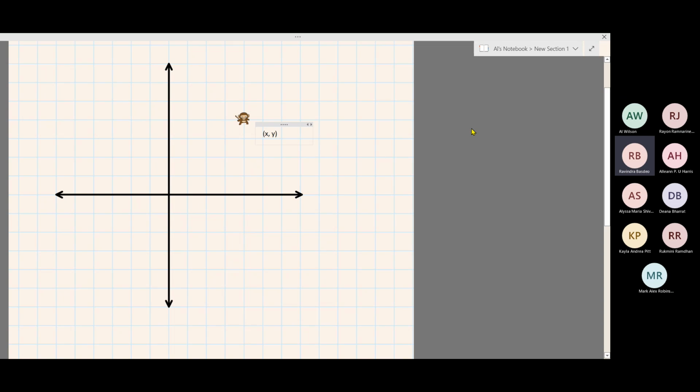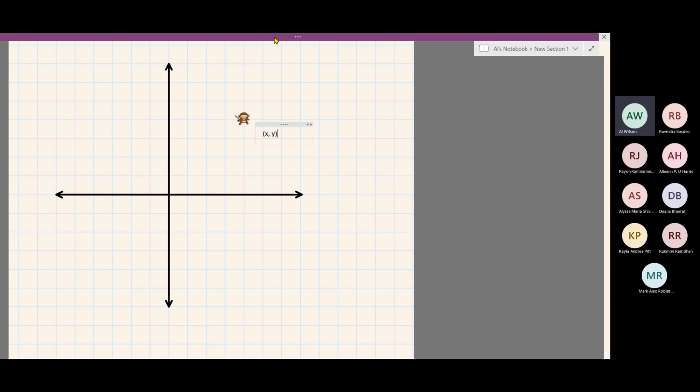Sir, the x value is 4. And what's the y value? The y value is 4. Everyone agrees with that? Yes, sir.